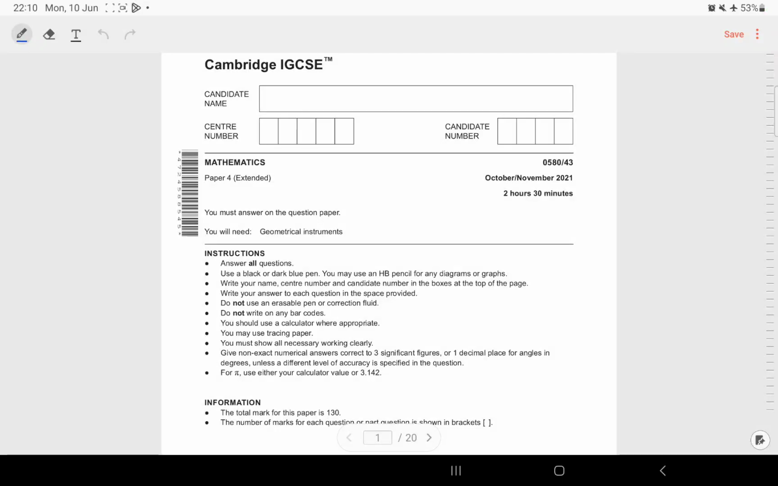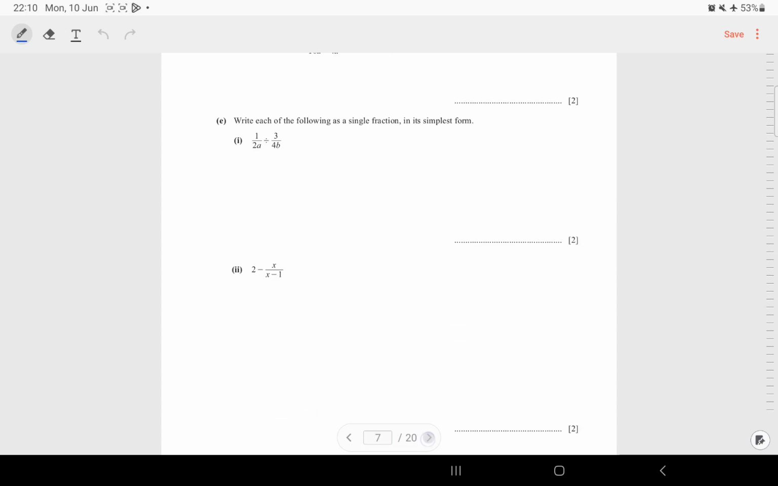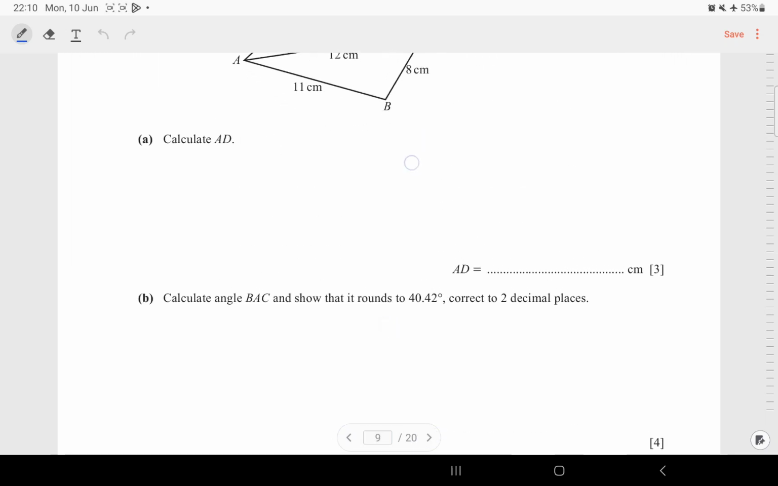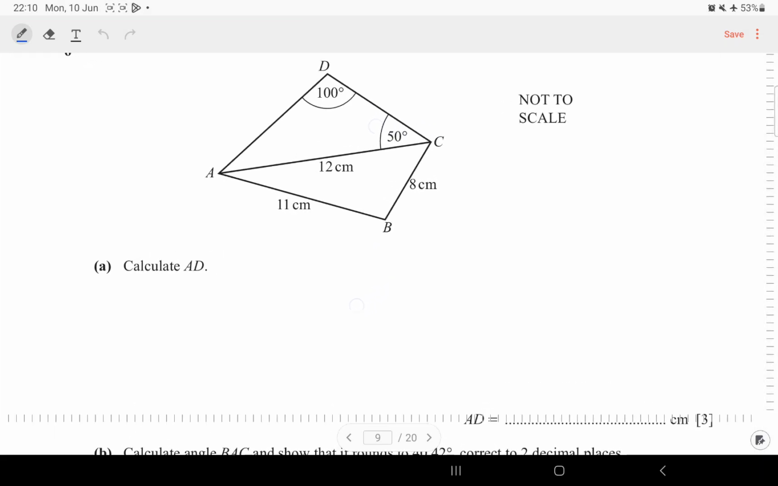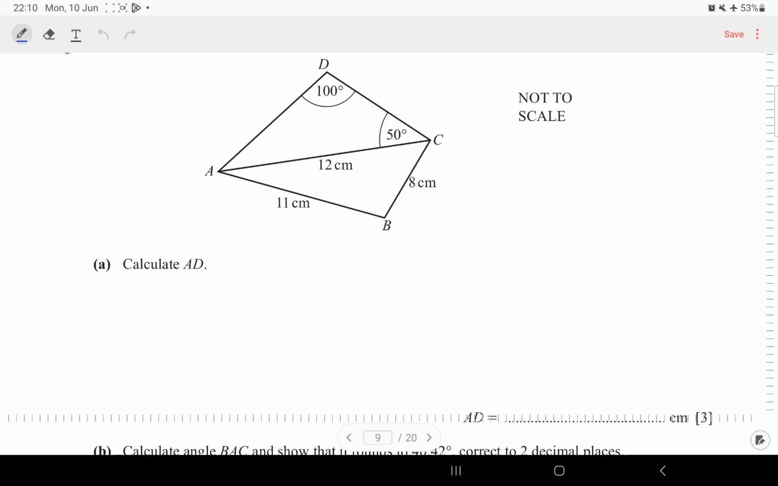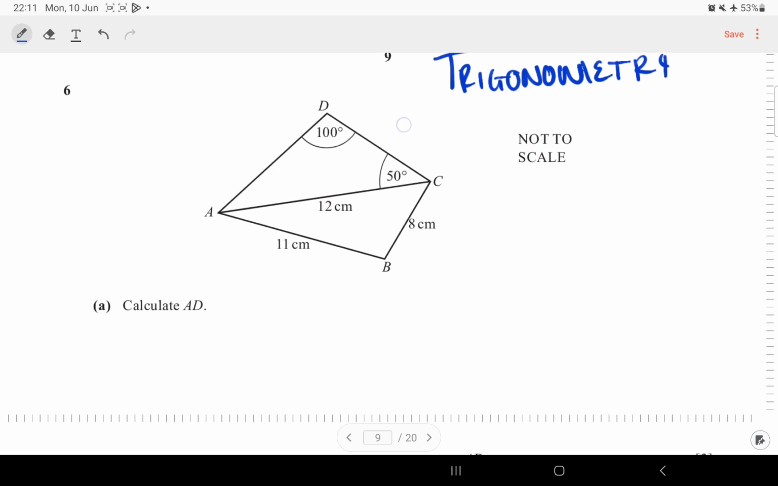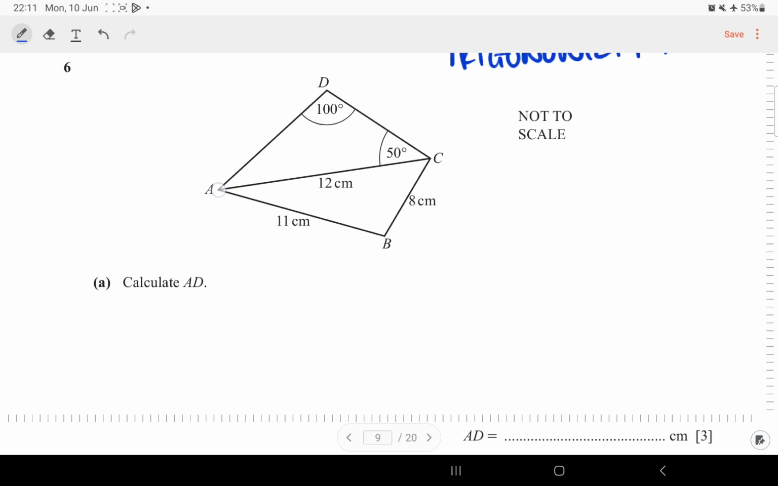Okay, so we are in the October-November 2021 paper, and we are going to do number 6. That's our focus. Here's the question, and it's saying calculate AD. As we know, it's a trick question, because from here I can see that I have two triangles, and they want me to find AD. And AD is this. That's what they want me to find.